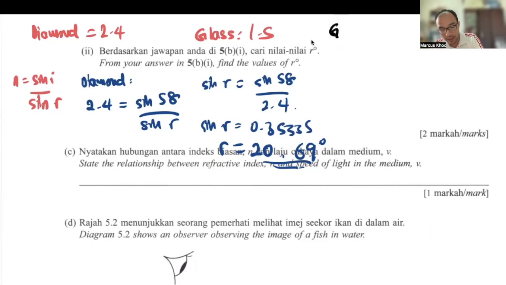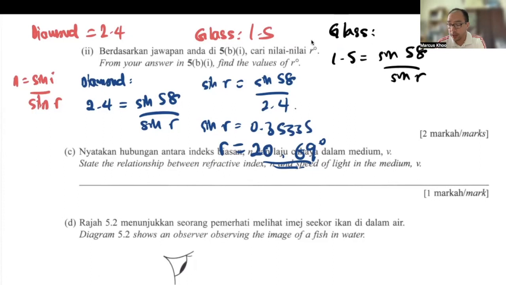Now for glass is the same thing. Okay, 1.5 equals sine 58 over sine R. So you shift it around, you do everything in the same way, you get R equals 34.43 degrees. Okay, which is the answer.